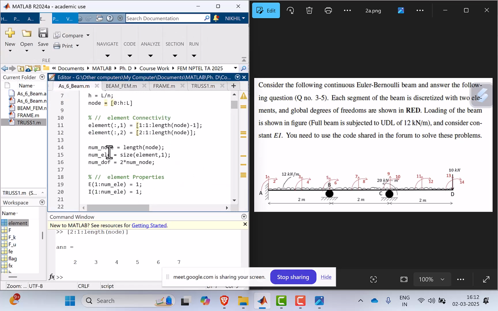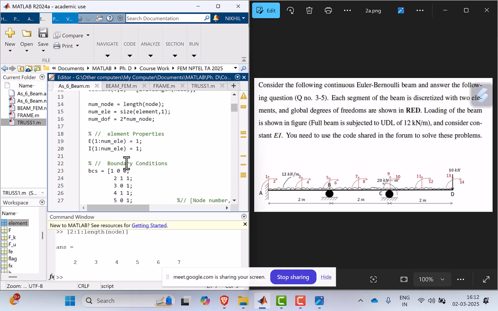Now we are calculating the total number of nodes. We are calculating the length of this node vector, which is stored in the number of nodes. By calculating the size of the elements, we are getting the number of elements. Since each node has 2 degrees of freedom, we are calculating the number of degrees of freedom by multiplying it by 2. To define the element properties, we run a loop from 1 to the number of elements, and provide each E and I as 1. Since it is constant, we can take any value since it is not given. So let's start with 1.